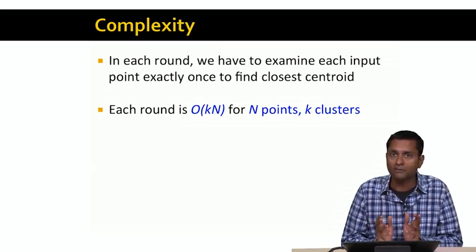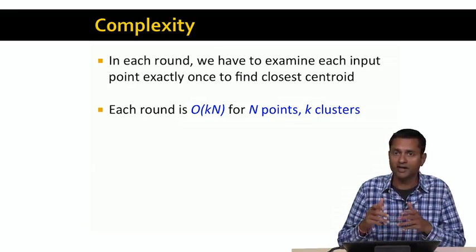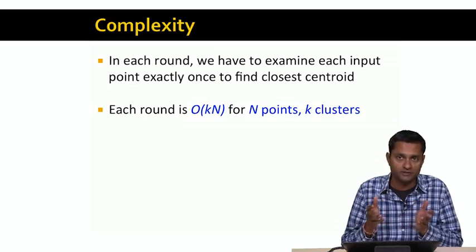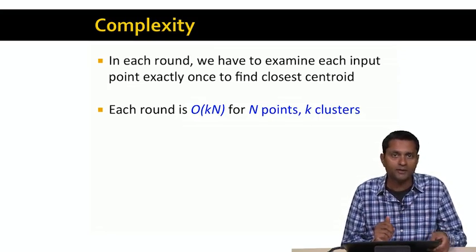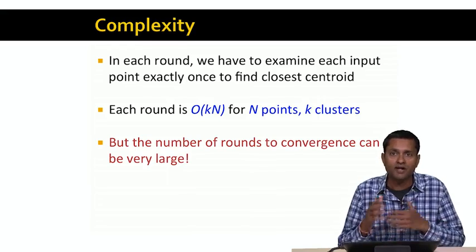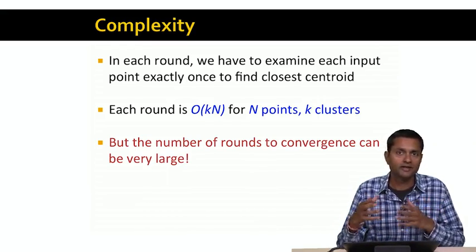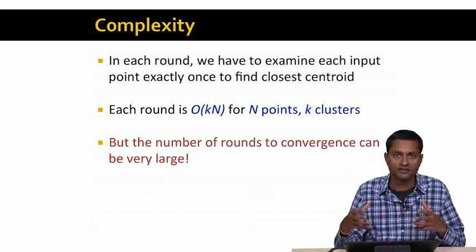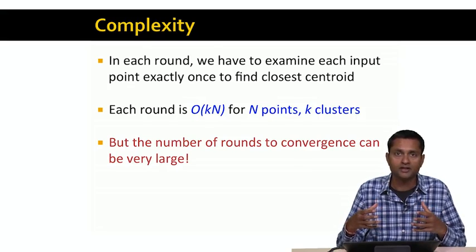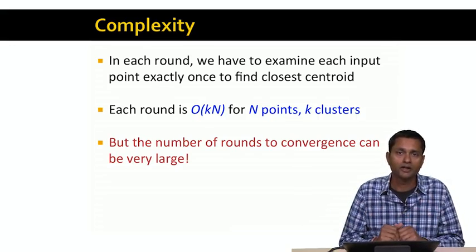Now, this is actually not bad because when n is really large and k is fairly small, we have a linear algorithm in n. Each round is actually linear in n. But the real problem is that the number of rounds to convergence can be really, really large. There is actually no theoretical limit on the number of rounds for the algorithm to converge, and the number of rounds can be really, really large. So the algorithm could spend a really long time getting to convergence.